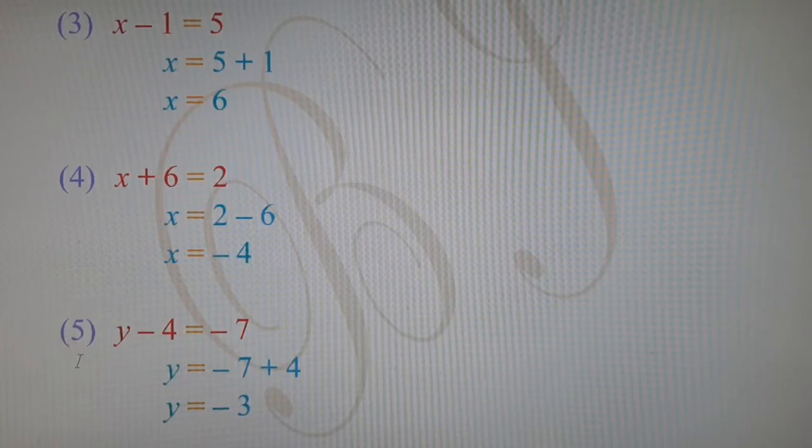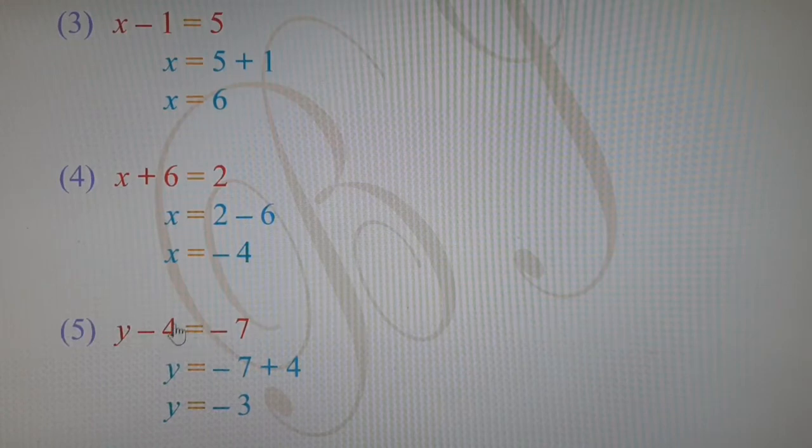Let's go to the fifth sum. y minus 4 is equal to minus 7. So here minus 4 will be transferred to the right hand side from the left hand side, because we have to find the value of y. The variable y, its value we have to find. So we have to keep y alone, and all the other numbers near it have to be sent to the other side. So minus 4 will be transferred to the other side. From the left hand side, minus 4 is transferred to the right hand side next to minus 7.